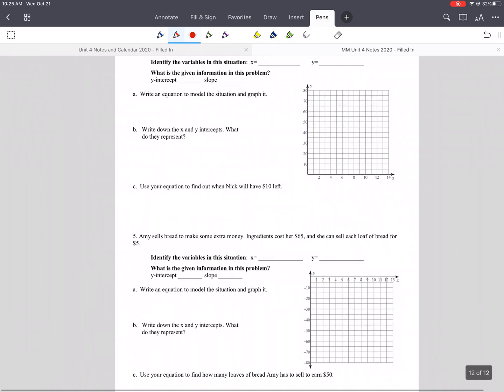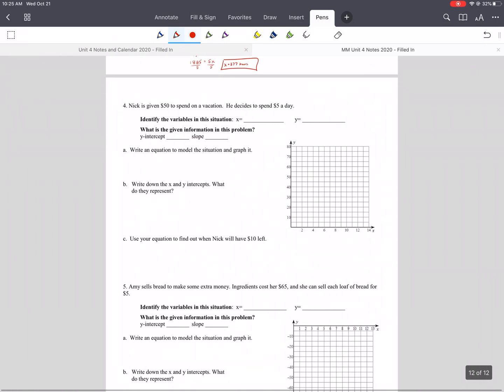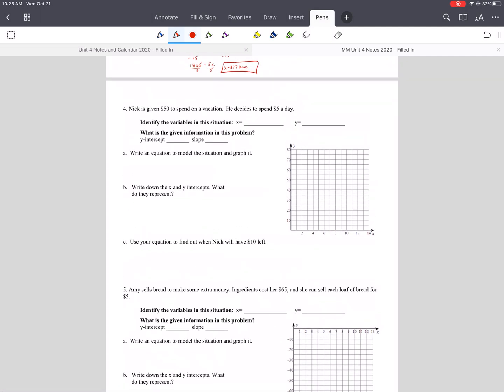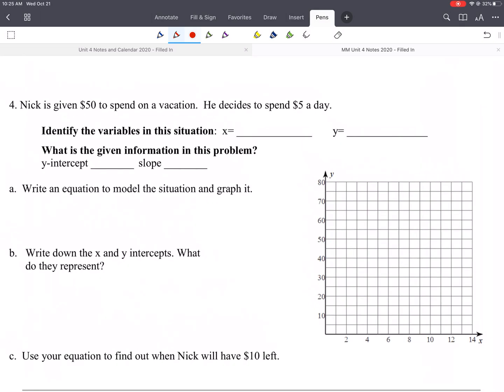All right. I'd like you to, if you haven't yet, do one of these, okay? And just as a practice, I'll probably go a little quicker on these, okay? Just so you can check your work. Okay? So Nick is given $50 to spend on vacation. He spends $5 a day. So here, dollars a day, that is a rate, okay?